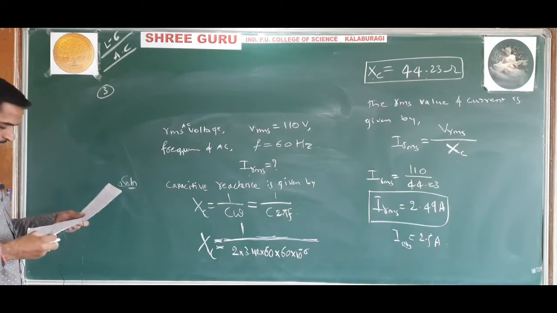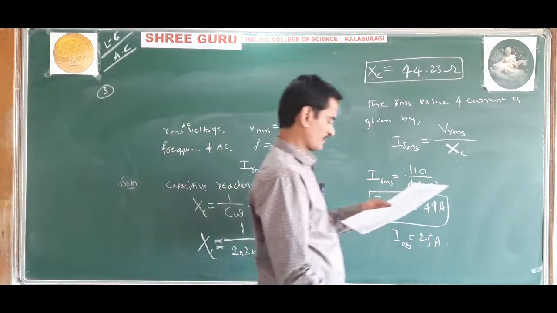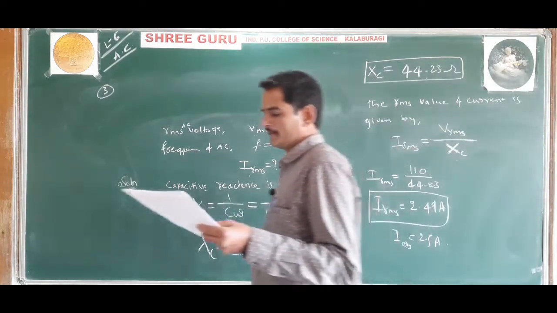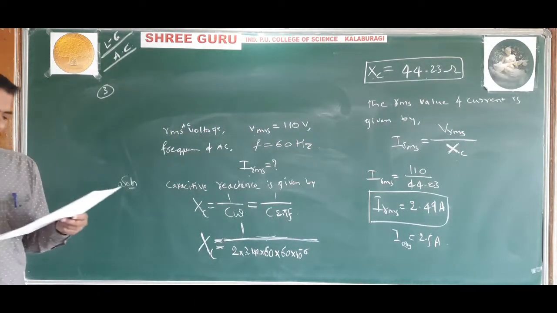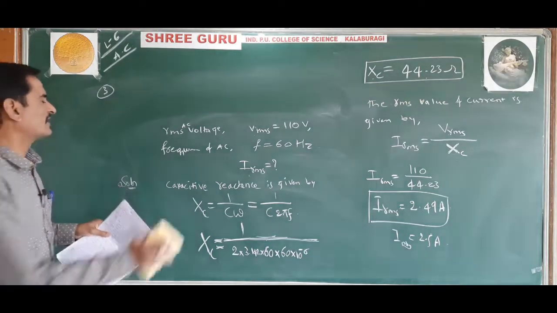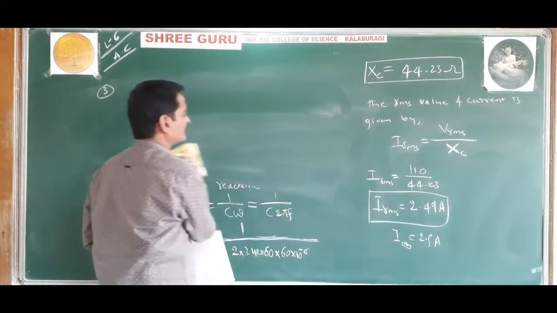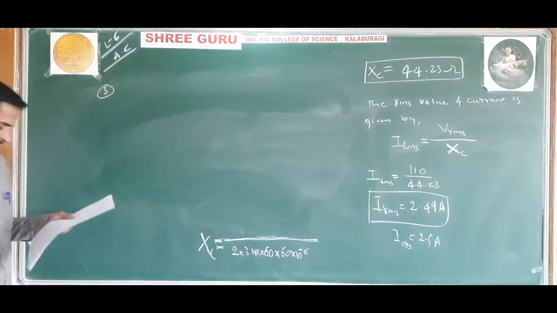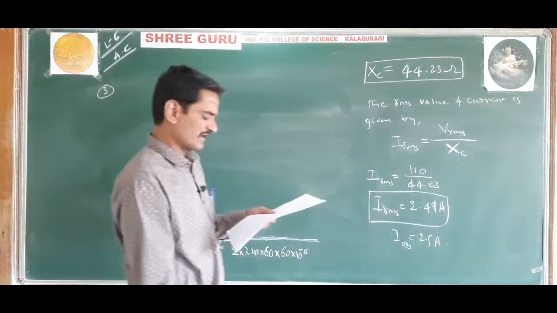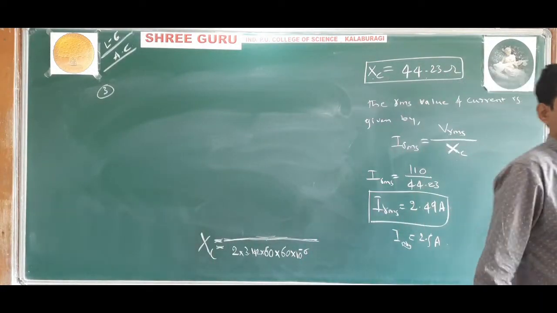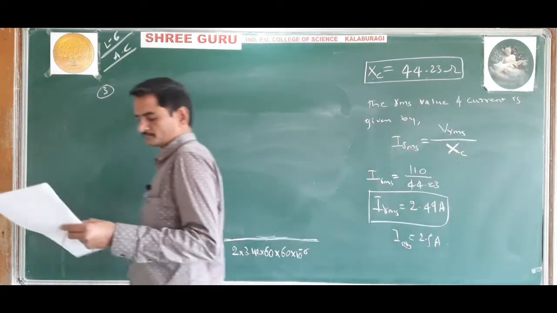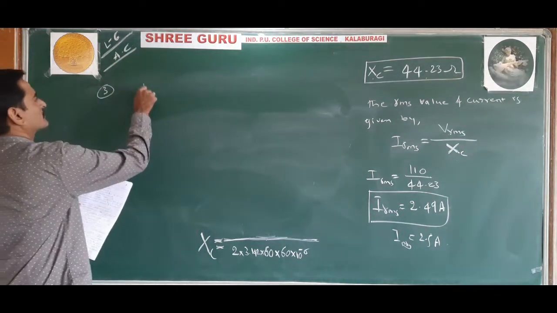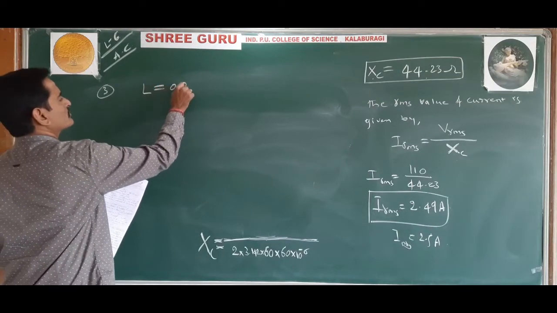Number 3. Write down: obtain the resonant frequency of a series LCR circuit. Next question, write down: obtain the resonant frequency of a series LCR circuit with capital L is equal to 0.2 Henry.